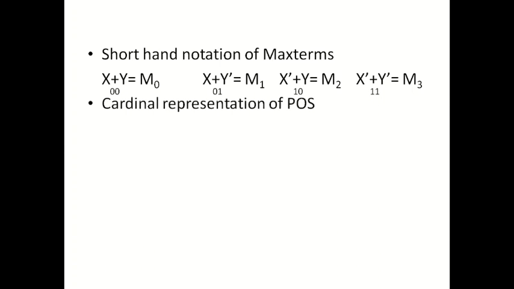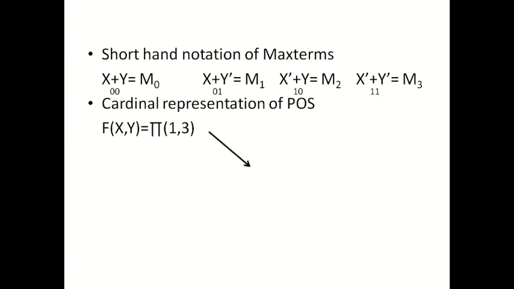So the cardinal representation of POS is, if I have a function of two literals x and y, see the symbol here: the symbol is pi. So if you see any cardinal representation that has a pi symbol, then you will automatically know that it is a POS expression.